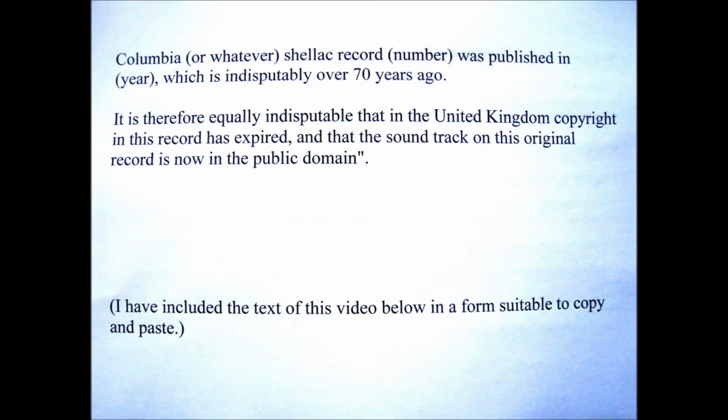Columbia (or whatever) shellac record number so-and-so was published in year so-and-so, which is indisputably over 70 years ago. It is therefore equally indisputable that in the United Kingdom copyright in this record has expired, and that the soundtrack on this original record is now in the public domain. I have included the text of this video below in a form suitable to copy and paste.